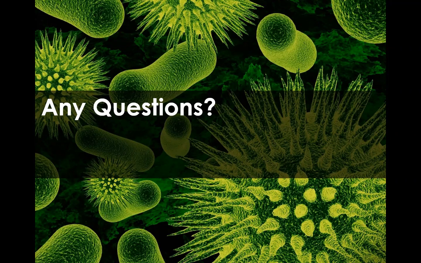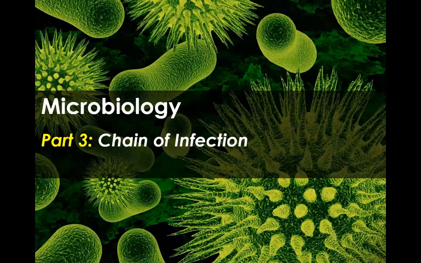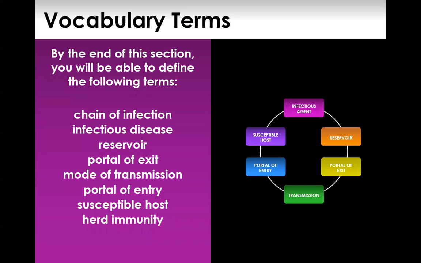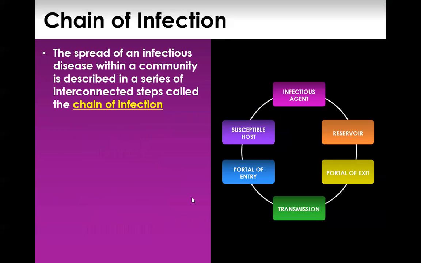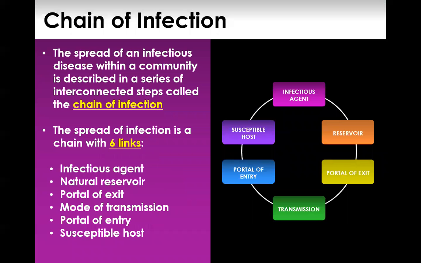Okay, I don't see any questions, so we're going to go to the last portion of this discussion, the chain of infection. This is at the heart of nursing. The vocabulary terms you need to be familiar with are: chain of infection, infectious disease, reservoir, portal of exit, mode of transmission, portal of entry, susceptible host, and herd immunity. So let's talk about this chain of infection.